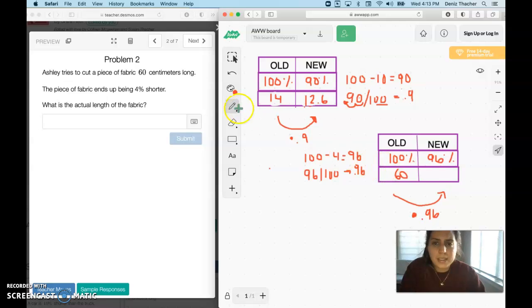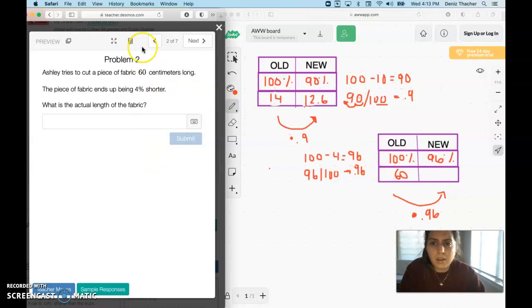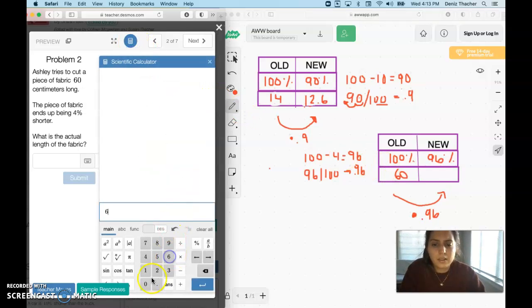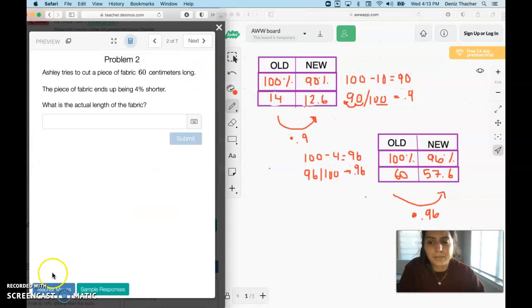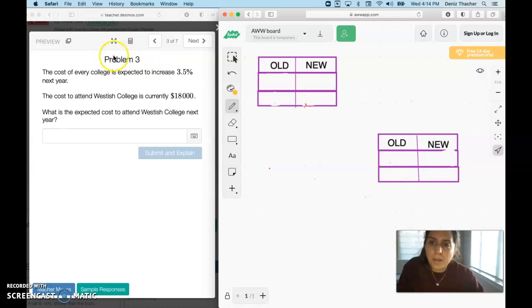So I'm going to multiply 60 by 0.96. Again, open that calculator if you'd like. And you can do 60 times 0.96, which will give you 57.6. So that means that the fabric she cut was 57.6 centimeters instead of the 60 that she wanted it to be. All right, let's continue with problem number 3.